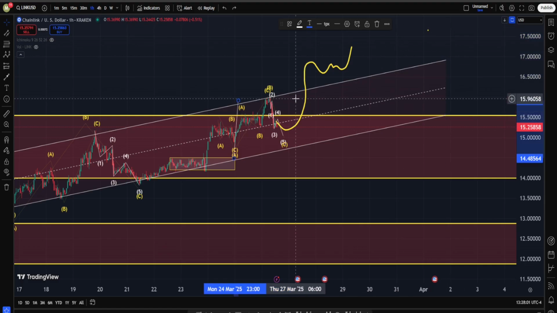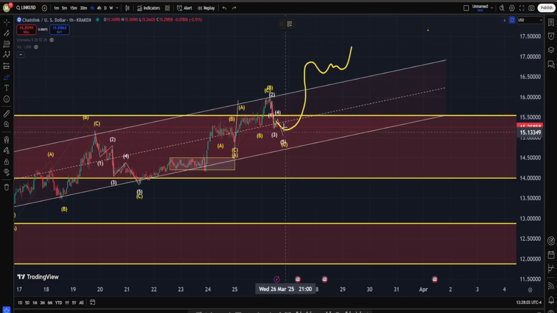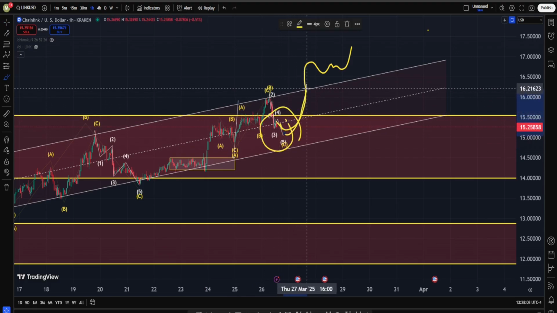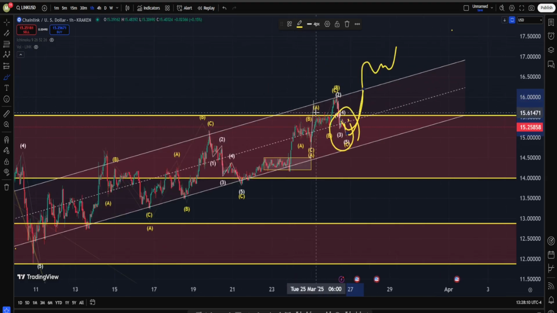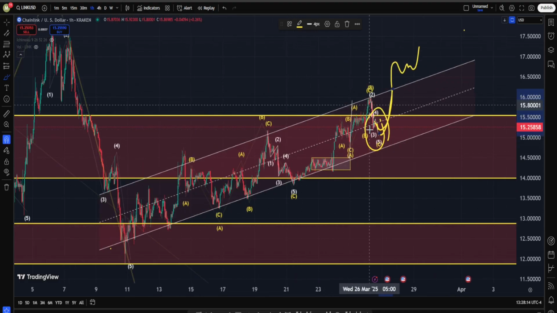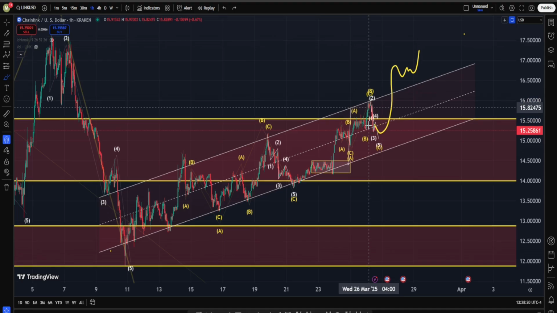So for now, in the short term, all eyes should be on the current move, and after it's over, see whether we are going to have a very strong recovery in order to get out of this important ascending channel. And if we do it, it will be extremely bullish. I hope I explained everything well and you understood what is going on in Chainlink.